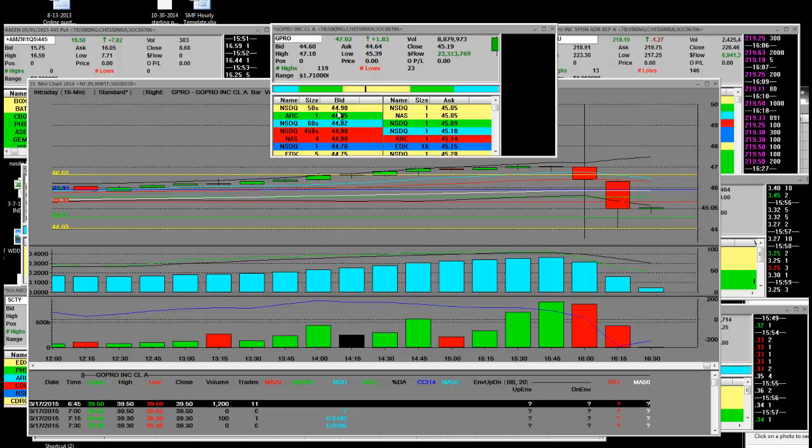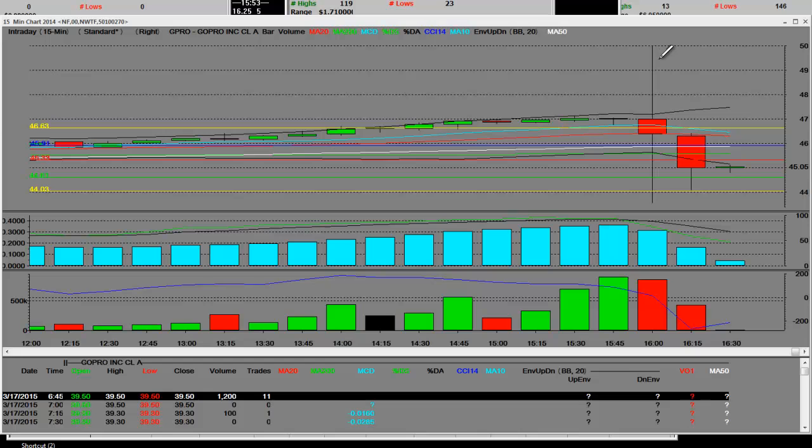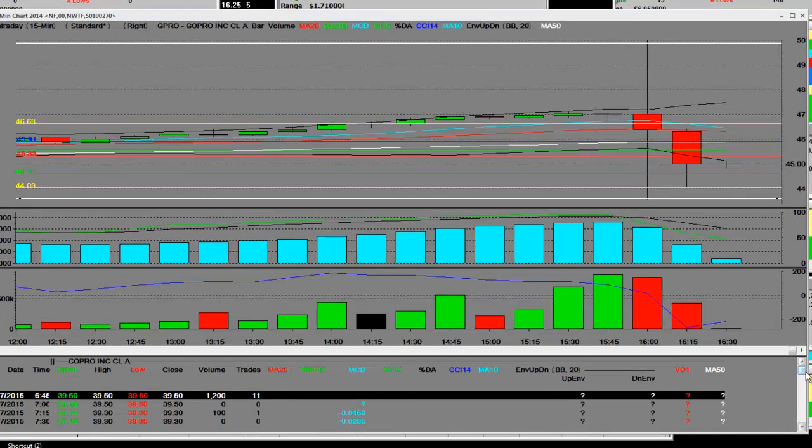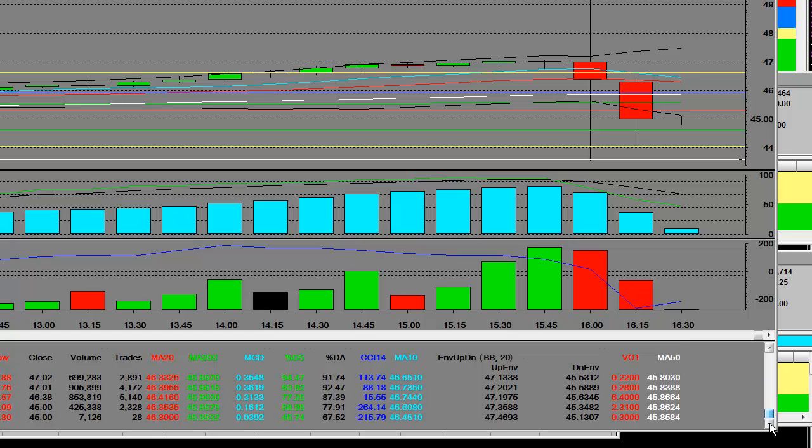$1.7 range. You can see $44.90. Over here is that 15-minute chart. We hit that $50 right up here. And then we came down as low as, well, I'll tell you that low was very low. And so, once again, it was a high flyer.